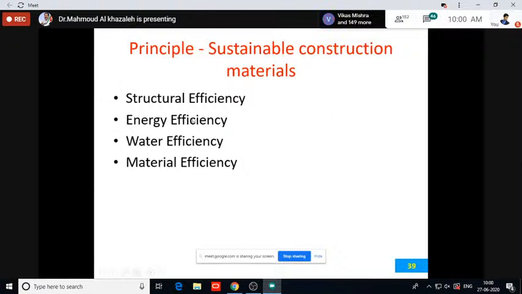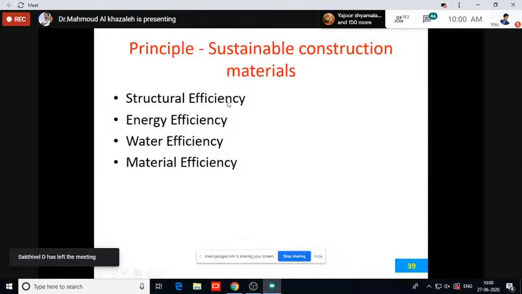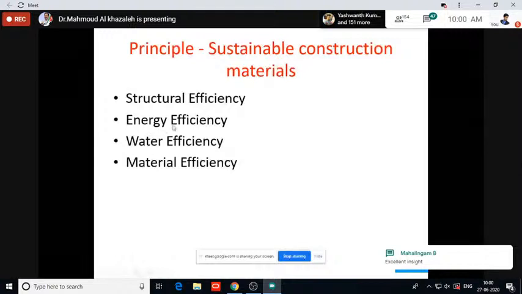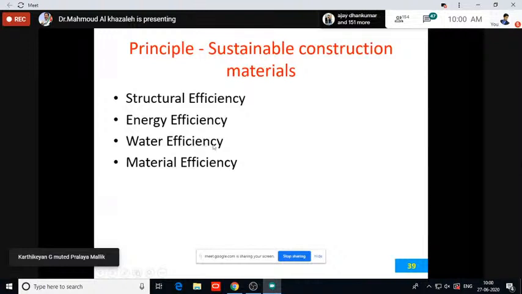The principle of sustainable construction materials starts from structural efficiency, energy efficiency, water efficiency, and material efficiency. There are four parameters which lead the principle of sustainable construction materials used in construction technology today. For example, structural efficiency: the structure will be efficient and smarter. Energy efficiency: saving energy and using different energy resources. Water efficiency: the efficient use of water. And material efficiency will be very high.